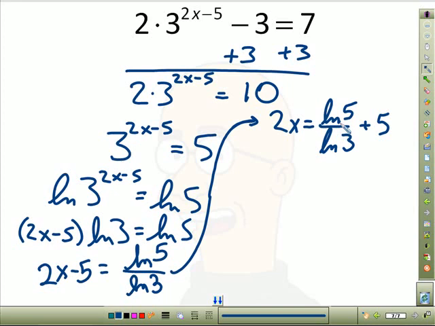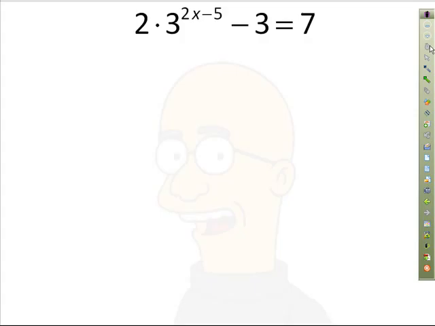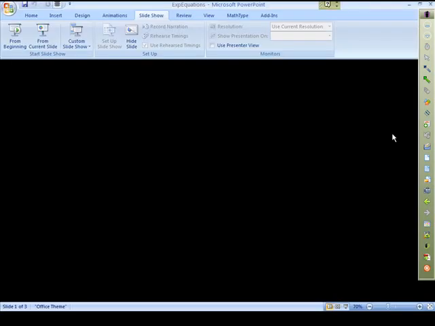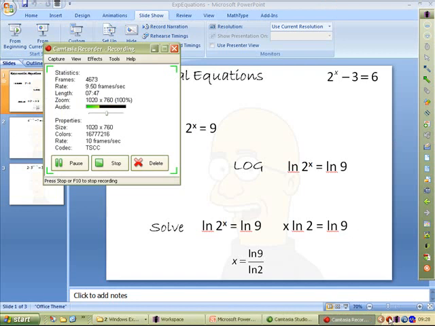And then we divide by 2. Yeah, or multiply by 1/2. So here you go. X equals 1/2 natural log of 5 over natural log of 3 plus 5. And there's your result. So we multiply by 1/2 and or divide by? That's right. You can do either way. Either way you prefer. You don't have to do it the way that I did it, where you multiply by 1/2. You can go ahead and divide by 2 if you want.